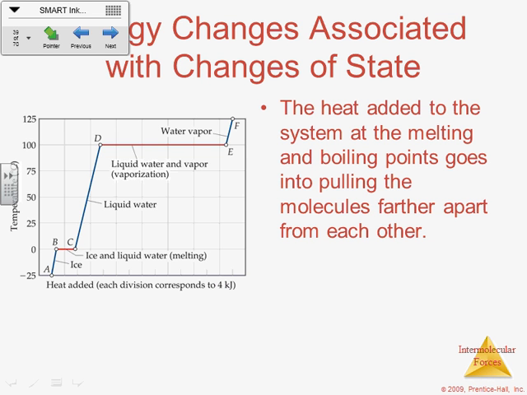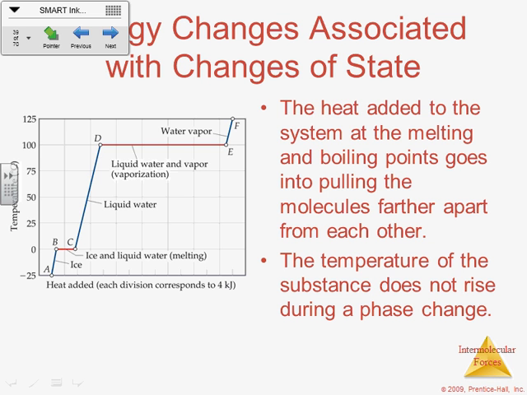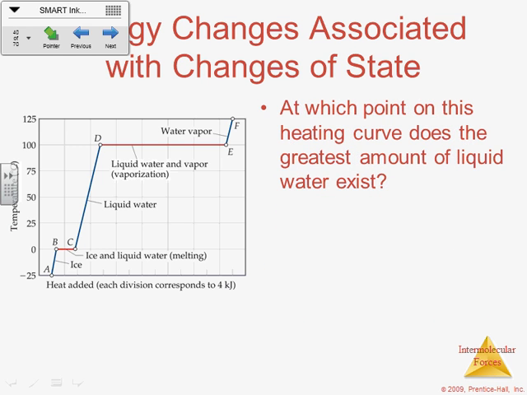And again, it makes sense. B to C is so much shorter because that's just going from a solid to a liquid. Okay, heat of fusion is a lot lower than heat of vaporization when you're going from a liquid to a gas. Okay. Temperature of the substance does not rise during a phase change. So you need to be able to explain why that happens. At which point on the heating curve does the greatest amount of liquid water exist?